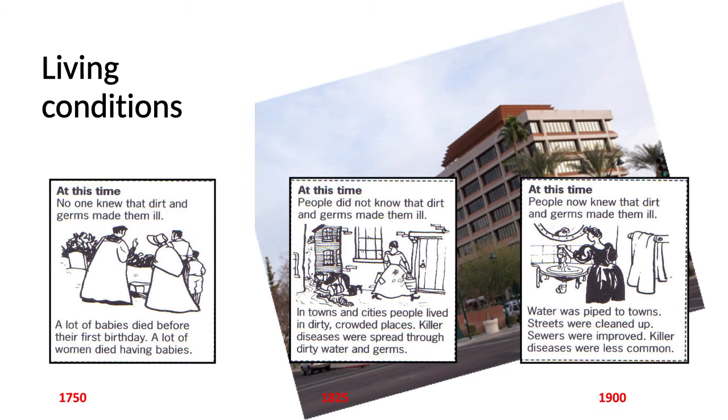But by 1900, people knew that dirt made them ill, that germs made them ill. So they started looking more at hygiene. They had clean water. Sewers were improved, and these killer diseases were much, much less common because of the vaccinations that we looked at on the previous slide.